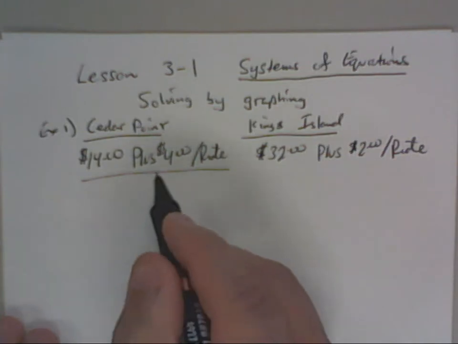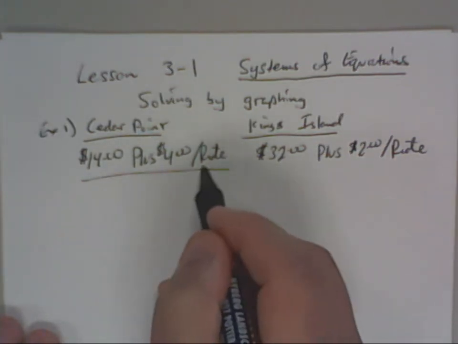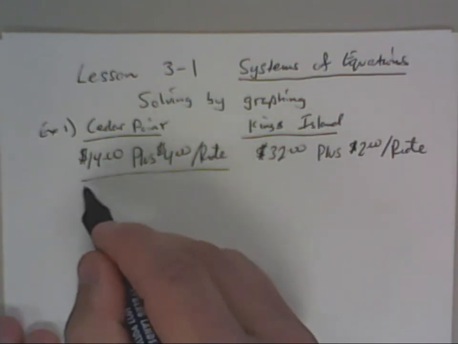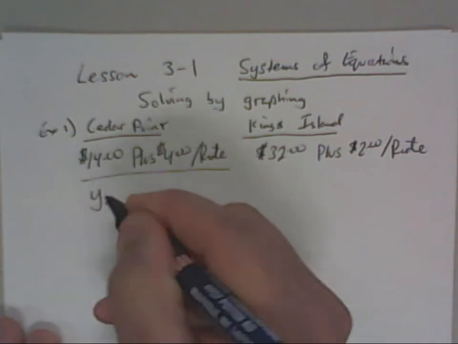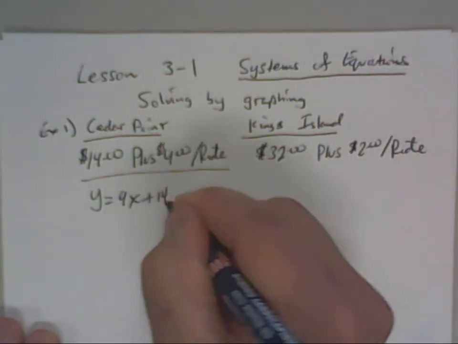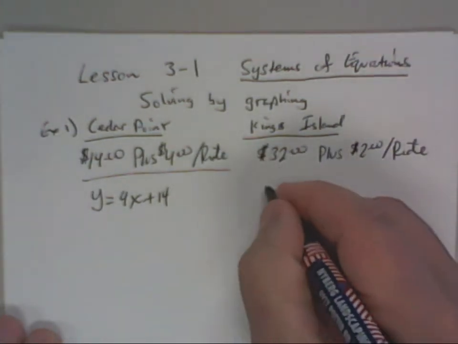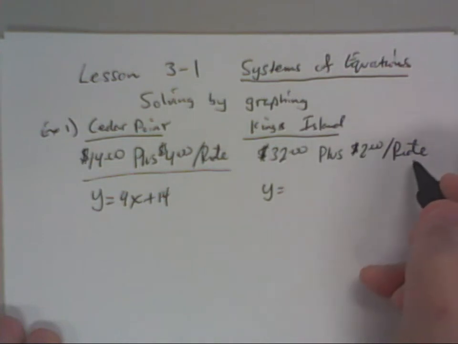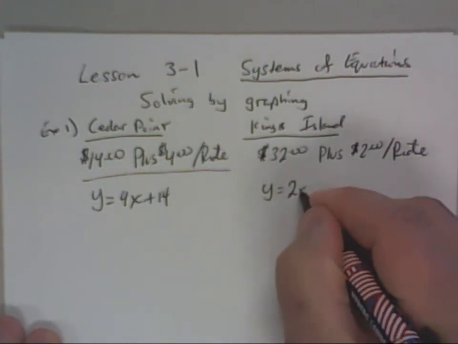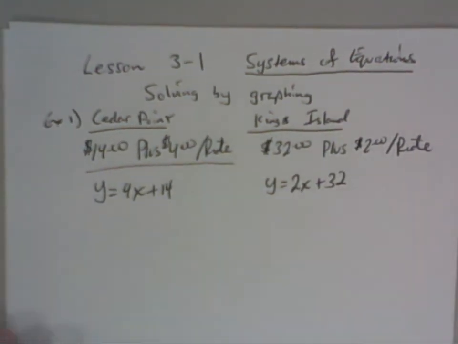So for Cedar Point, if it's $14 to get in plus $4 per ride, the $4 per ride is the slope. The $14 is what the beginning amount would be, which is the y-intercept, and we'd have an equation that would look something like this. y equals 4x plus 14, $4 for each ride plus $14. And then at Kings Island, the similar equation, $2 is the slope, $2 per ride. So if x is the number of rides, it's 2 times x plus $32 to get in the park.